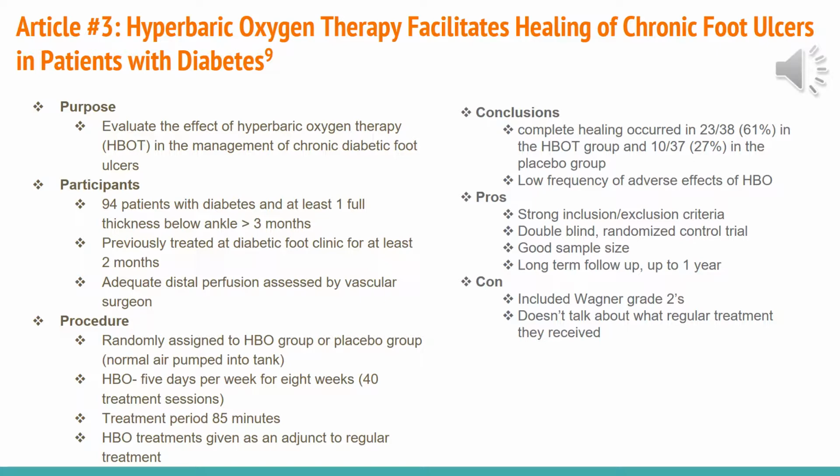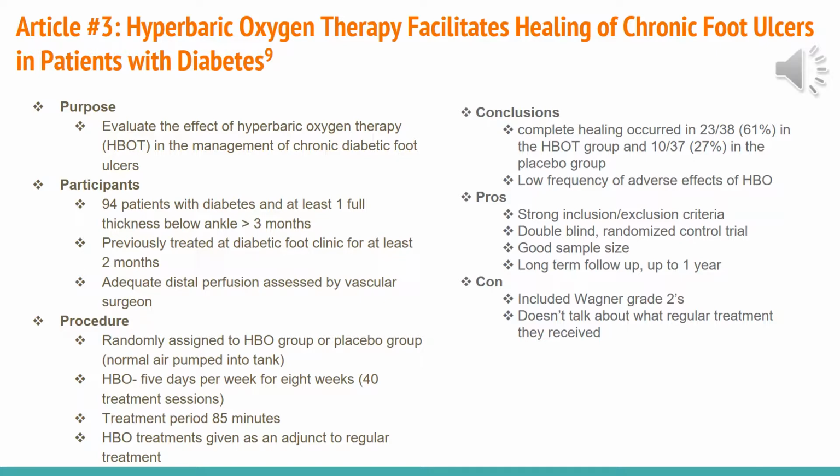For this study, they were randomly assigned to either the hyperbaric oxygen therapy group or a placebo group. Each group got the HBO treatment for 5 days per week for 8 weeks, so a total of 40 treatment sessions, and the treatment period was about 85 minutes long. All these treatments were given as an adjunct to just the regular treatment for a diabetic foot ulcer.